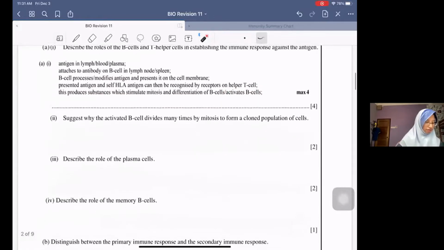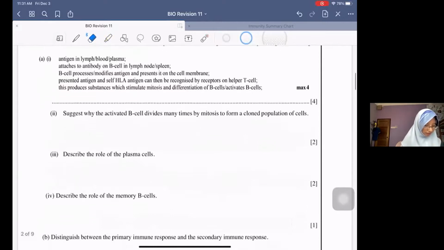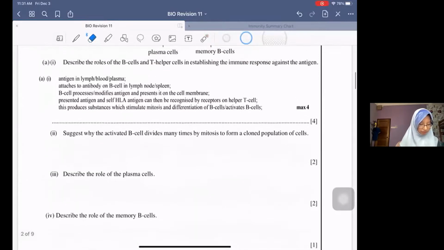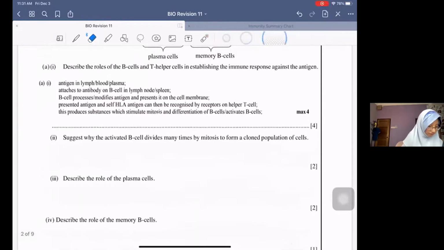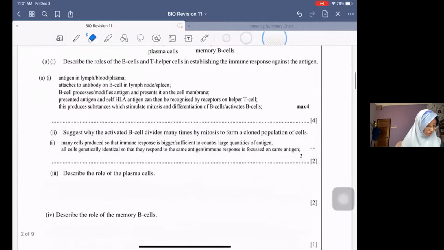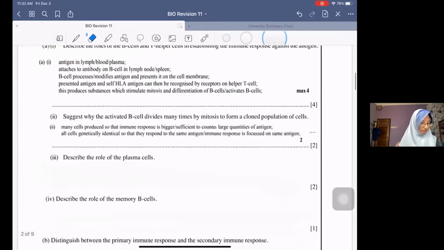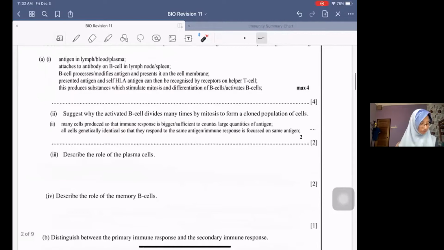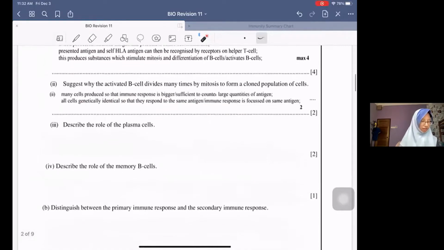So next question suggests why activated B cell divides many times by mitosis to form a clone population of cells. Quite simple, because it's quite logical. Many cells are produced so that there's a bigger immune response. You also have to say that all cells are identical so that they respond to the same antigen immune response.